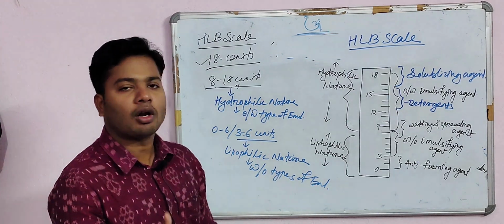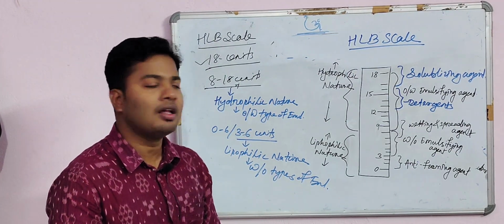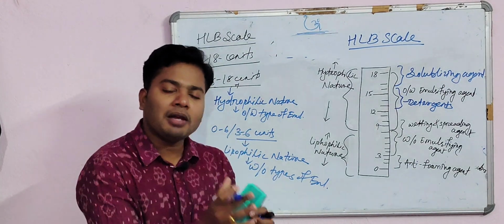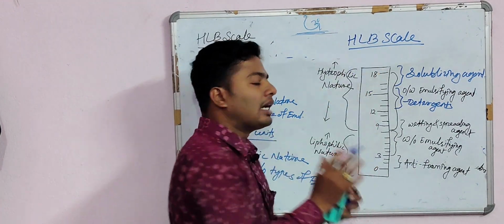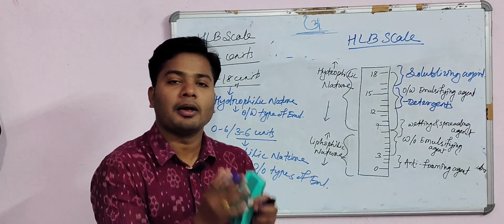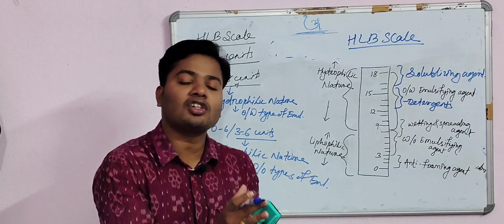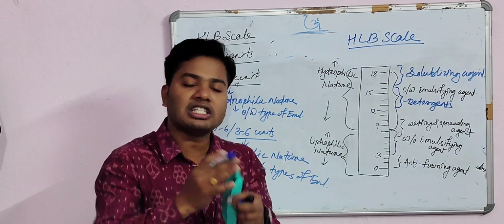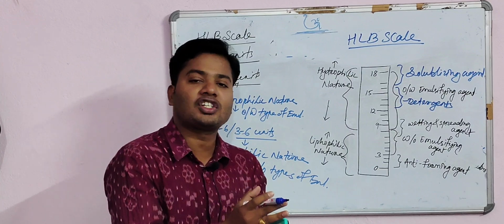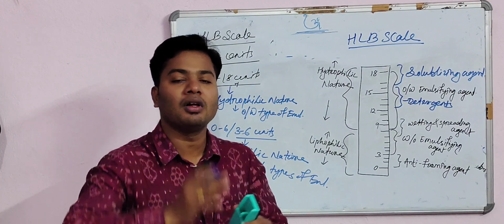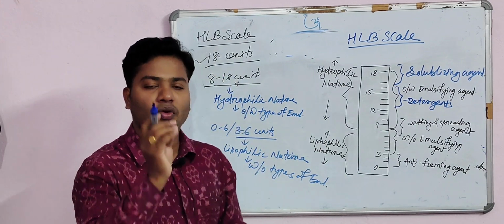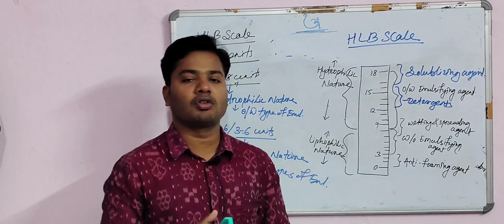So what is the full form of HLB scale? Hydrophilic Lipophilic Balance. So what is the main purpose of the HLB scale? It is for calculating the balanced mixture of emulsifying agents for the preparation of a particular type of stable emulsion. Clear?